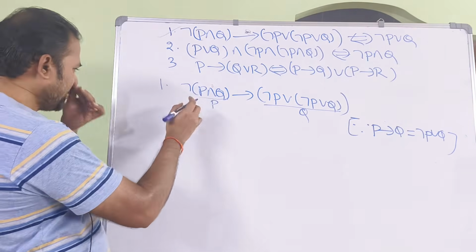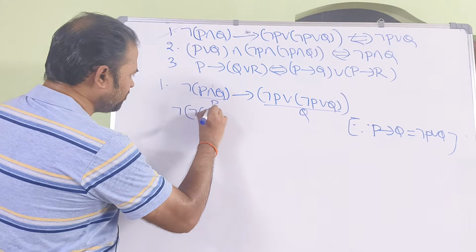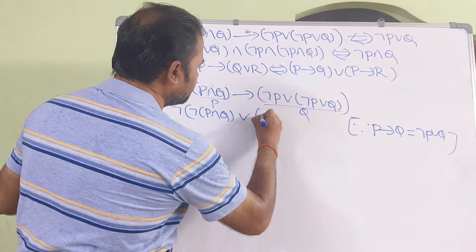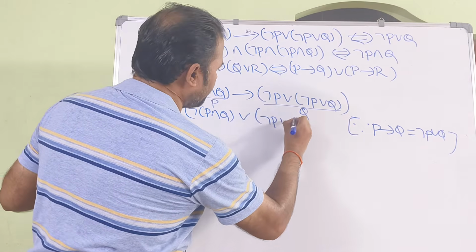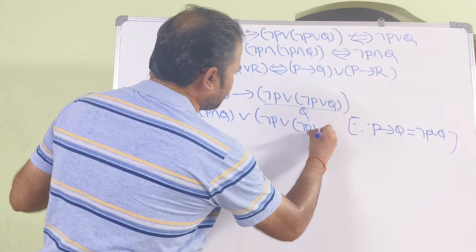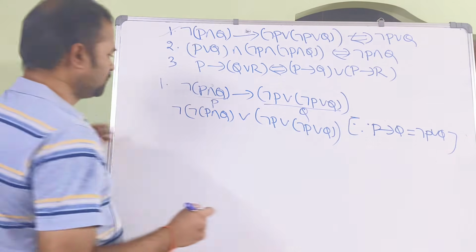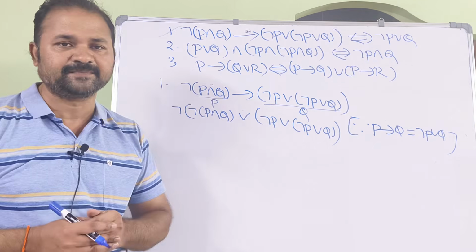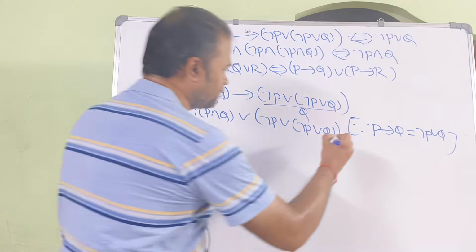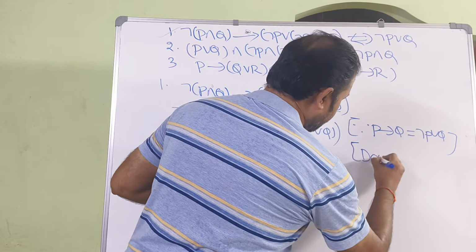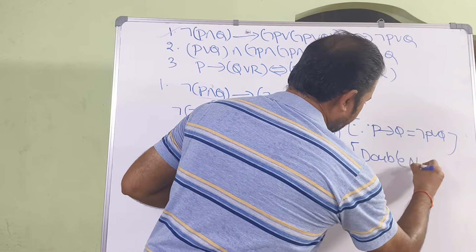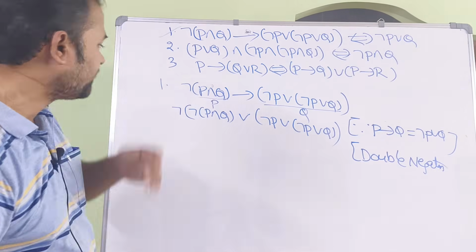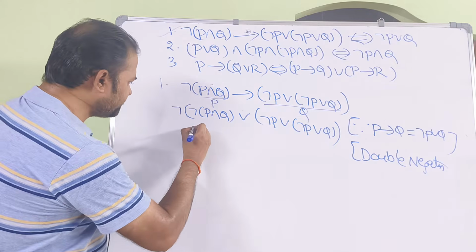So here, what is P? Negation of (P and Q), or what is Q? Negation P or Q. Negation P or (negation P or Q). Next, this is in the form negation of negation P. That is nothing but the double negation law. What is the double negation law? Negation of negation P equals P. So negation of negation P means P.